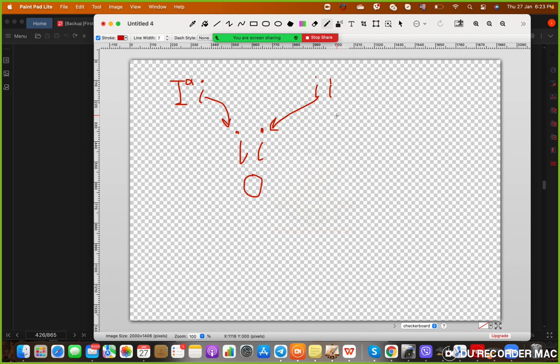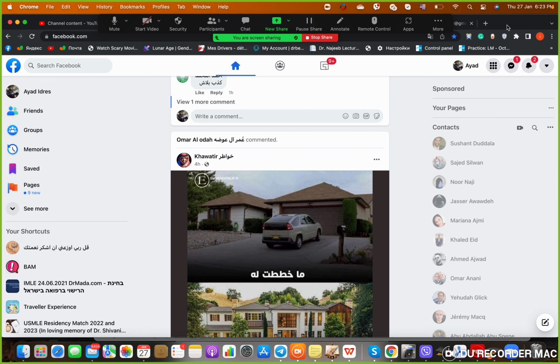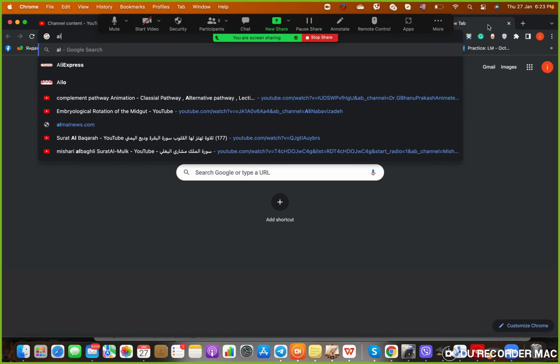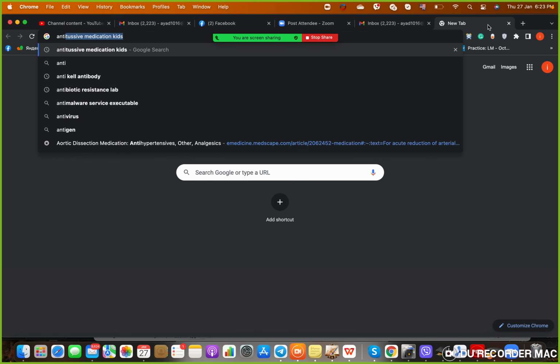So this is the concept of codominance. Codominance means that from both parents you are going to get the trait. This exists also in the case of alpha-1 antitrypsin deficiency. So let's take a look at that.